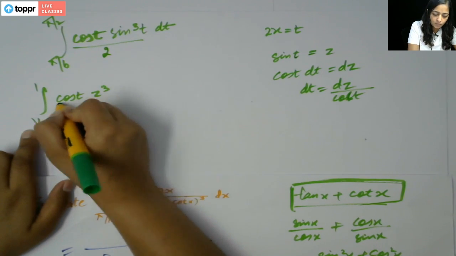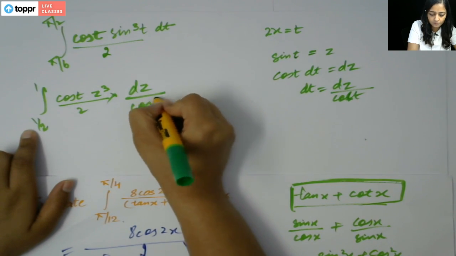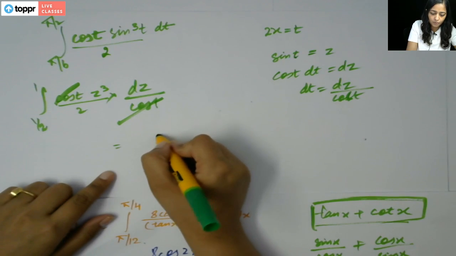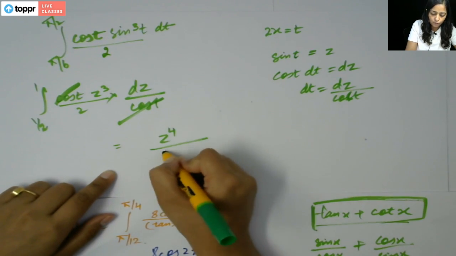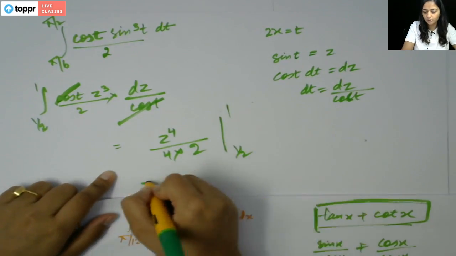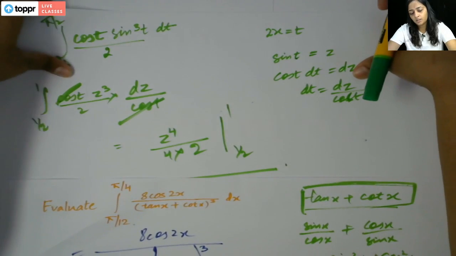cos t, z cube by 2 into dt, which is dz by cos t, and cos t would get cancelled and my integration would be z raised to the power 4 by 2 and the limits 1 by 2 to 1. You can solve this yourself.